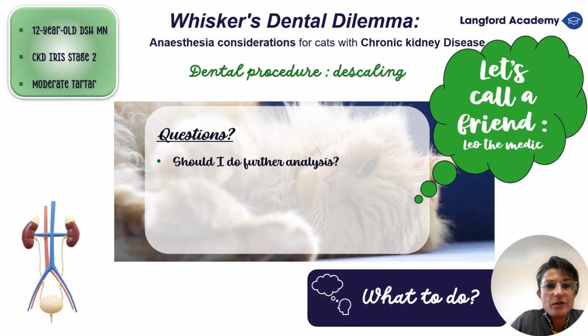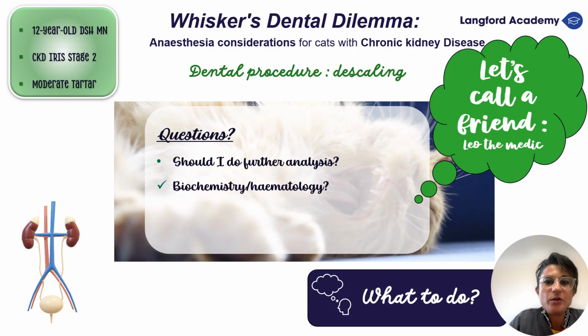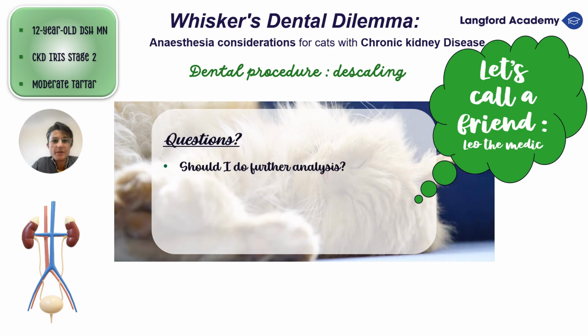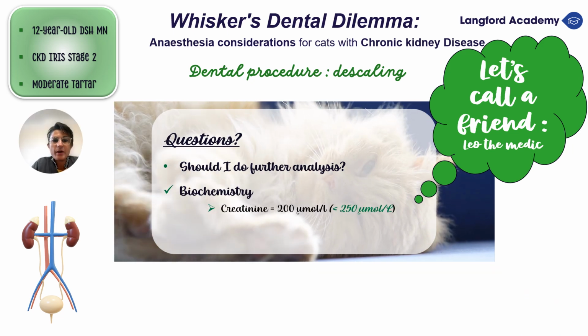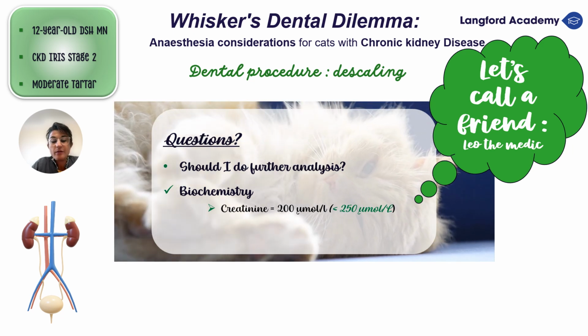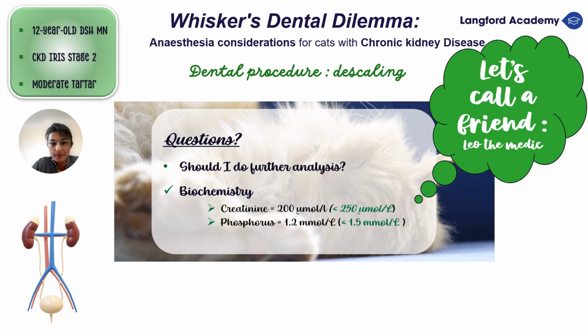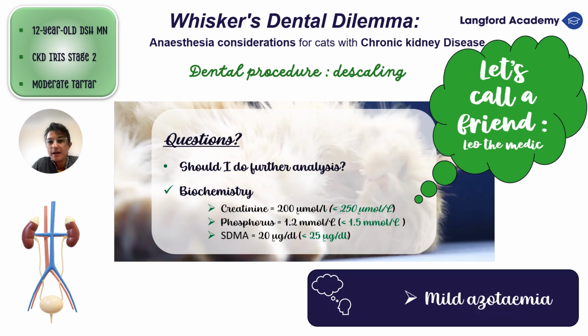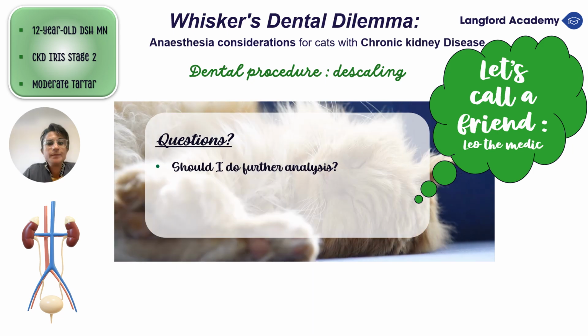So to summarize, should I do further analysis? Yes. So you do a biochemistry and hematology, urine analysis, and blood pressure measurement. The results of the biochemistry show that the creatinine is slightly elevated, but is underneath the value that you would be worried about. Same for the phosphorus and the SDMA. So he's got mild azotemia, but is quite stable.